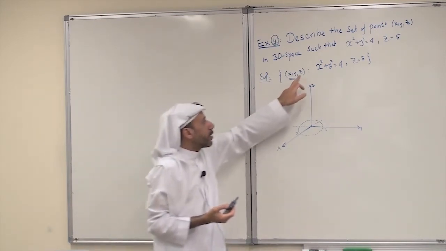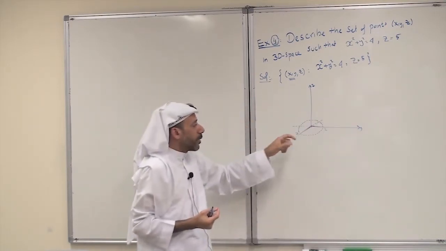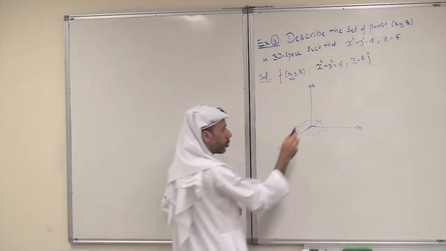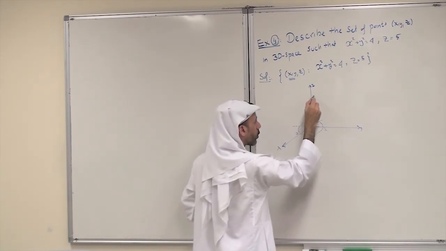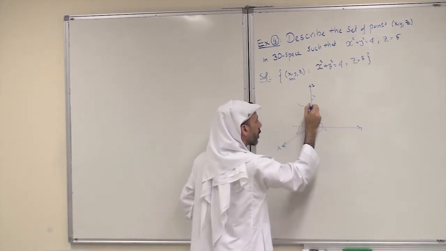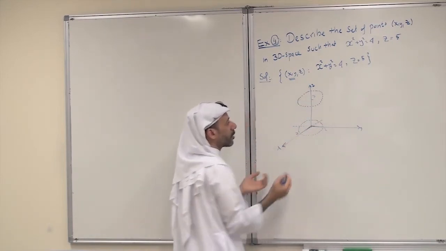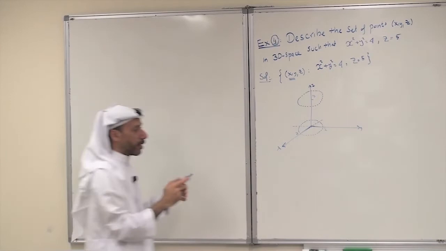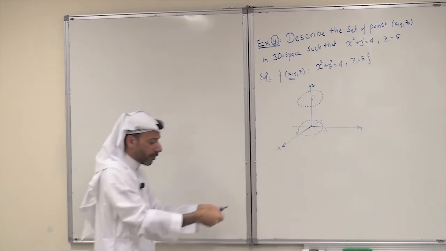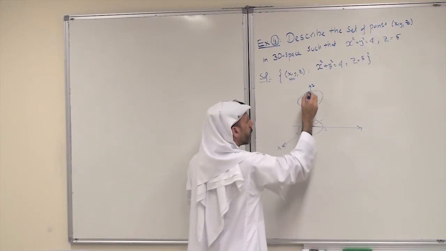But what is the condition in z? Z is always 5. So really, I have to shift this circle to the fifth floor. So I go to z equals 5 and take this circle. The same circle, but in the fifth floor. A circle of center origin and radius 2 in the xy plane, you shift it 5 units up. You take it to the fifth floor. So this is the graph here.